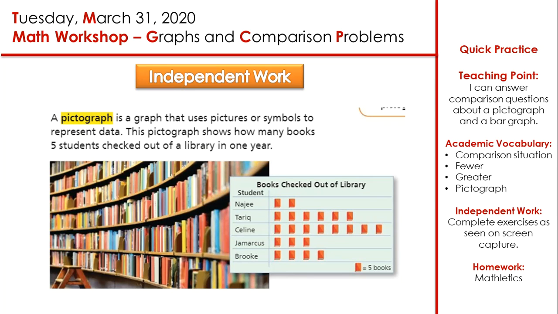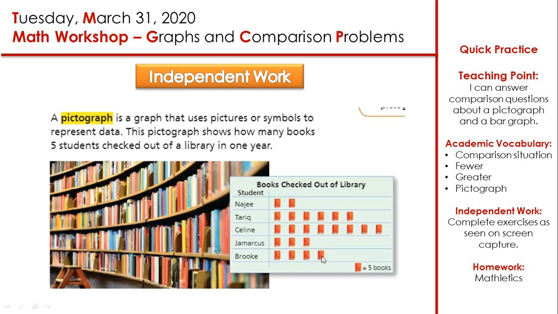Today, during your independent work, you are going to be working with different situations where you are going to be asked different questions comparing different aspects of the following charts. Today you're going to be working with this picture graph. They're going to be asking you different questions about the different amounts of books that were checked out of the library. As you can see right here, keep this in mind. Even though you see 1 and 2 books right here, each drawing represents 5 books.